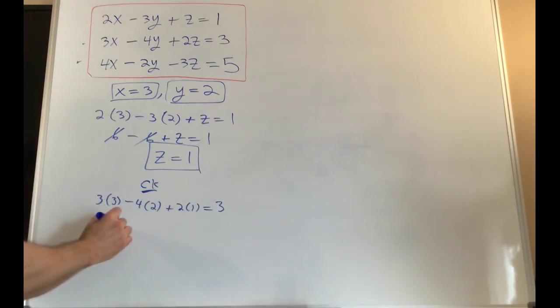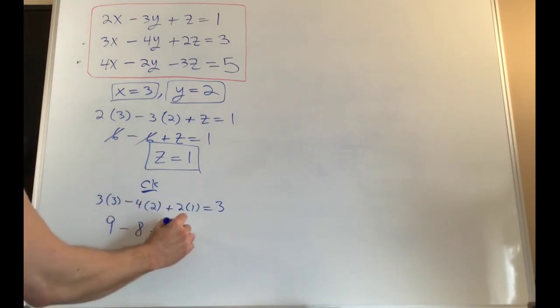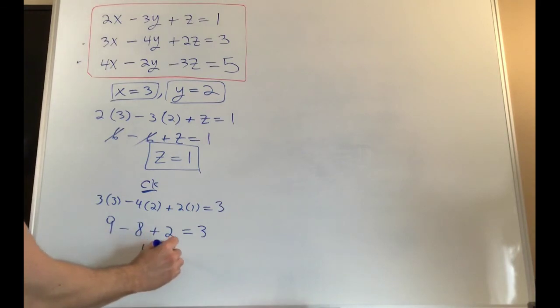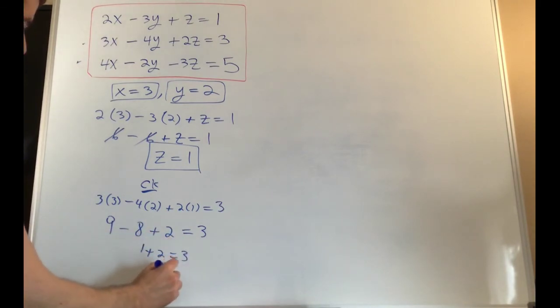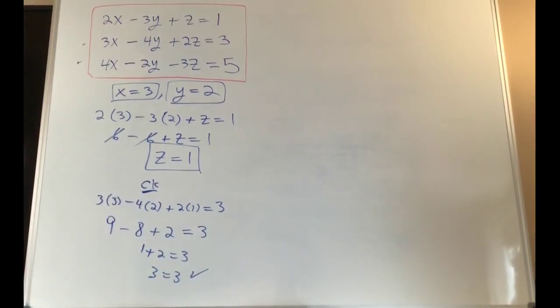3 times 3 is 9. 4 times 2 is 8. 2 times 1 is 2. 9 minus 8 is 1. Yay! 1 plus 2. It'll work. I'm going to check the other one too. I want to make sure. I'm not stupid. I'm going to make sure it works in the other one. I'm going to write it out first.